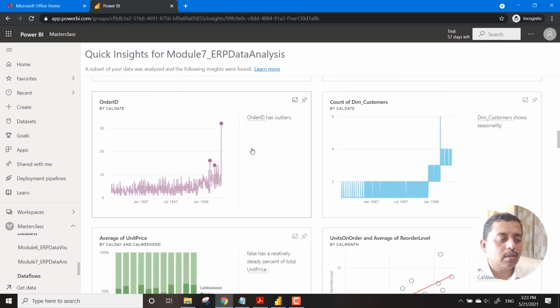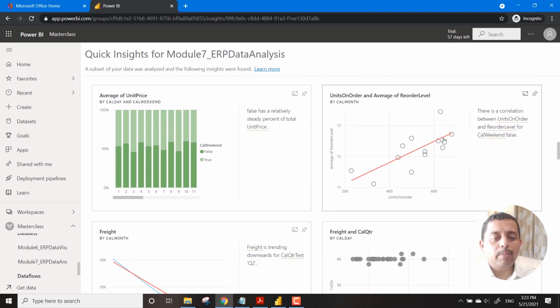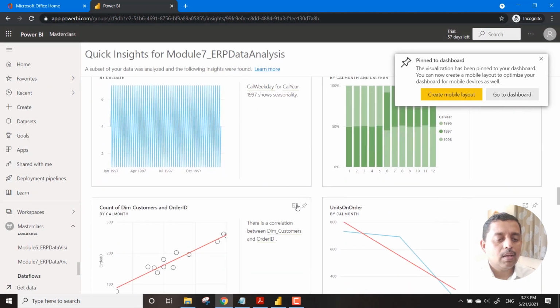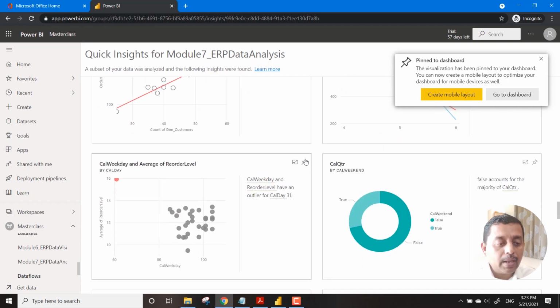Suppose this is a kind of an outlier, so the number of orders that you are getting, and maybe you can see there is a change in units in order and the reorder level. So you can just put it in your logistic dashboard and something like this. Many observations you can bring in.